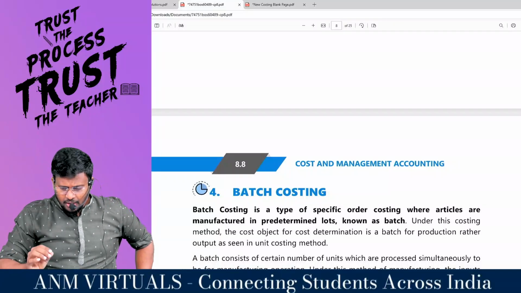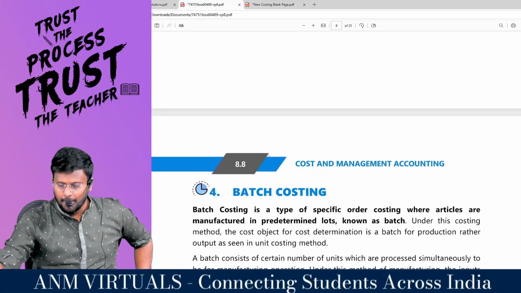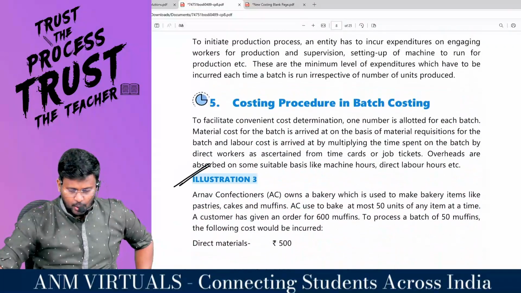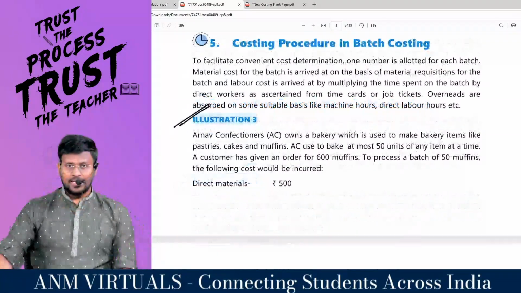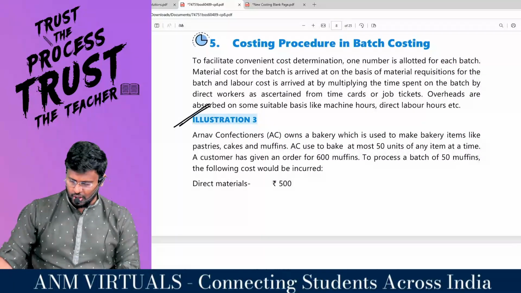Sir, take a break for 7 to 8 minutes. Do that sum. And I will be doing the batch costing question, which is illustration number 3. Yes, sir. I hope that you would have done illustration number 2. I am moving into illustration number 3.